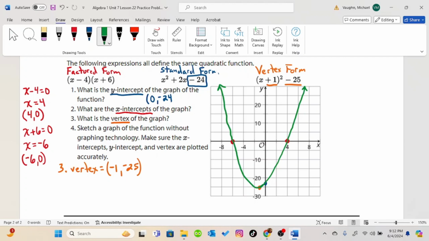If you have any questions about how to use the factored form to find your x-intercepts, your standard form to find your y-intercept, or the vertex form to find your vertex, and then graph the parabola, please ask for clarification now before we move on to the next practice problem.